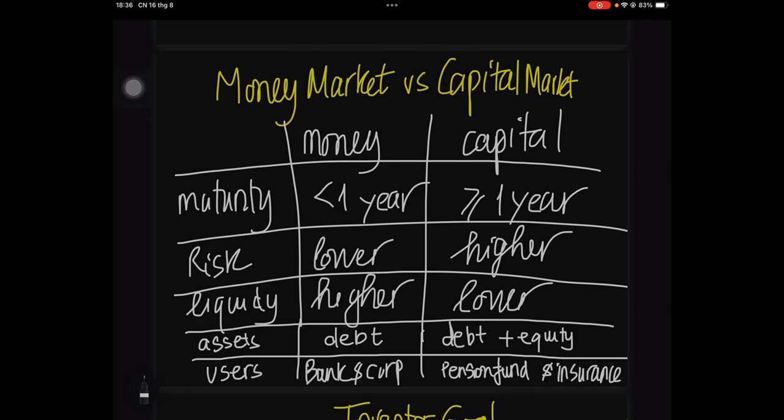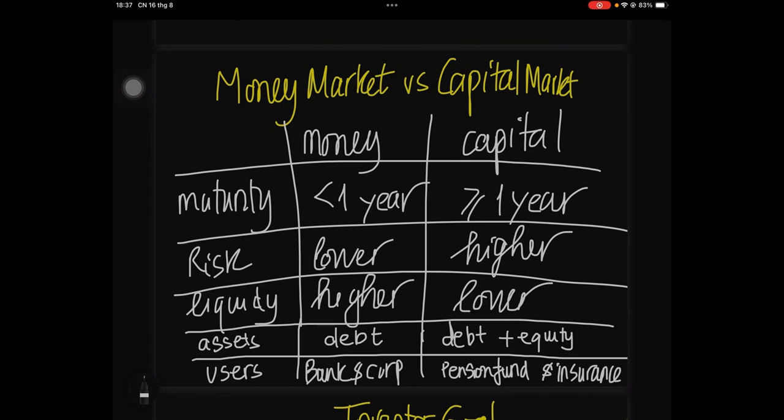A corporation holding its cash for a few months does not want large price swings. It values liquidity. A pension fund investing for 30 years has a different objective. It can tolerate short-term volatility because it needs long-term growth to meet future obligations. This explains why different institutions participate in different markets. Banks and corporations often dominate the money market because they manage short-term cash needs. Insurance companies and pension funds are major participants in the capital market because they have predictable long-term liabilities.